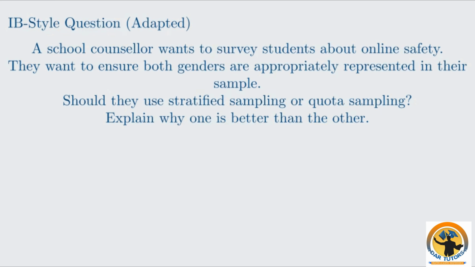Quota sampling would likely introduce bias, as the counselor might inadvertently select more friendly or visible students of one gender over the other. We've now reached the 10-minute mark.